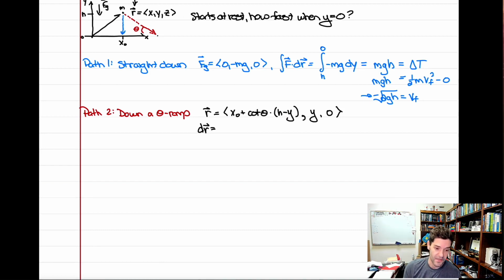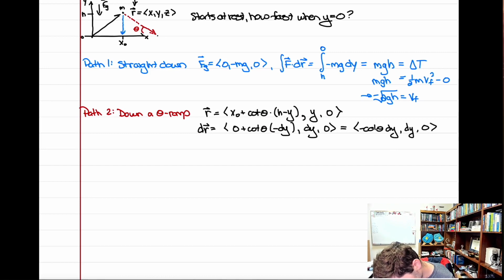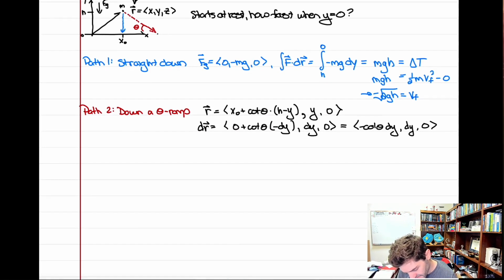All right, so essentially what I'm doing is turning this into a 1D integral over y. So when I do dr, x naught is a constant, that's 0, cotangent is a constant. Then it looks like I have minus dy, because h is a constant, dy, comma 0. So this is negative cotangent dy, comma dy, comma 0. And that is my parameterization of the path as y goes from h to 0.